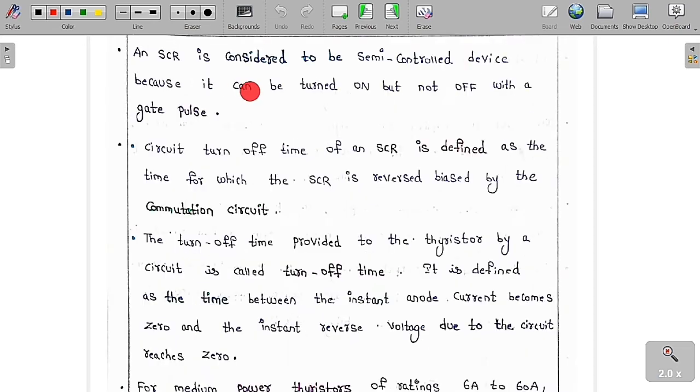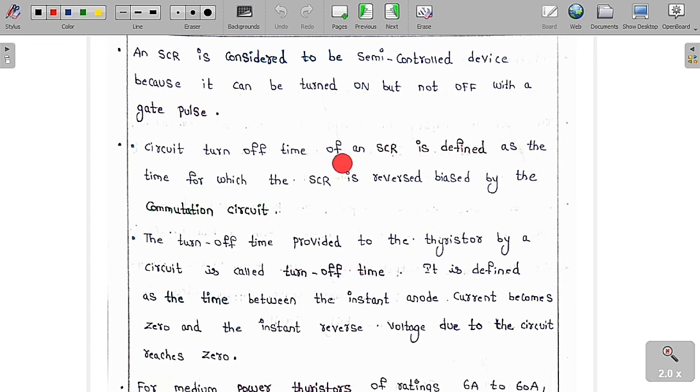SCR is considered to be a semi-controlled device because it can be turned on but not off with a gate pulse. The user can turn on the SCR but cannot turn off the device. Because of that reason we say it is a semi-controlled device, and also a current controlled device. SCR, GTO or TRIAC are all said to be current controlled devices.